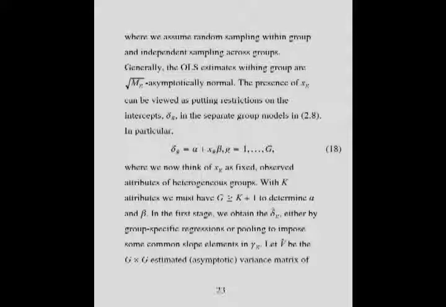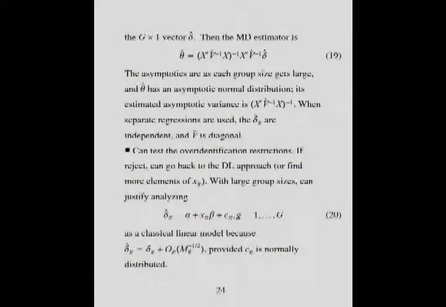So if you set this up as a minimum distance problem, then the estimation is straightforward because you just estimate these intercepts and slopes within each group, and then you can impose the restrictions using the efficient minimum distance estimator, and then test the restrictions that are being imposed. Of course, if you reject those restrictions, you may actually wind up back using the Donald and Lang approach if you are worried about those restrictions being true.